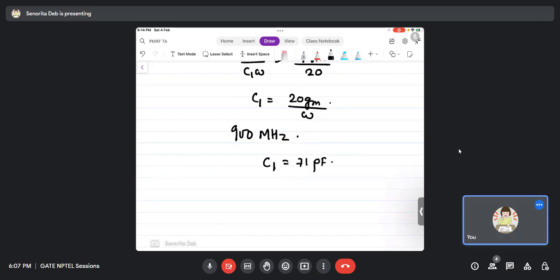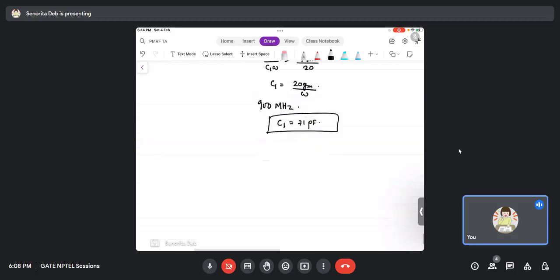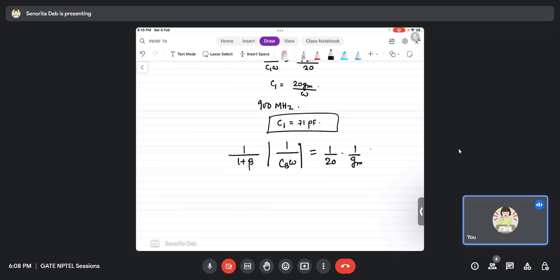So have a look. Now similarly for CB, the rule of thumb is like this: 1 by 1 plus beta. You can solve and see it because CB will offer the same kind of impedance as RE. So it gets divided by the factor of beta, and this is equal to 1 by 20 by 1 by Gm, and CB comes out to be 0.7 picofarad. So this is particularly two extra rules of thumb that I wanted to discuss. We won't be able to finish common collector because of lack of time, but I think this will do. So please have a note and you can ask me any questions if you want.